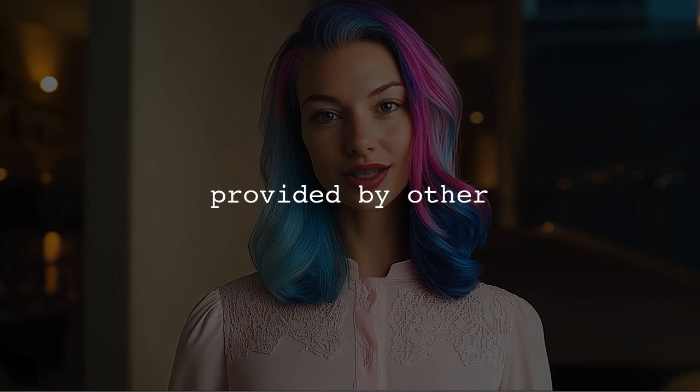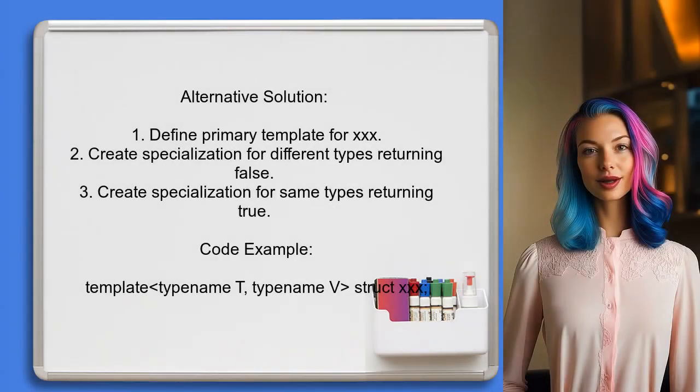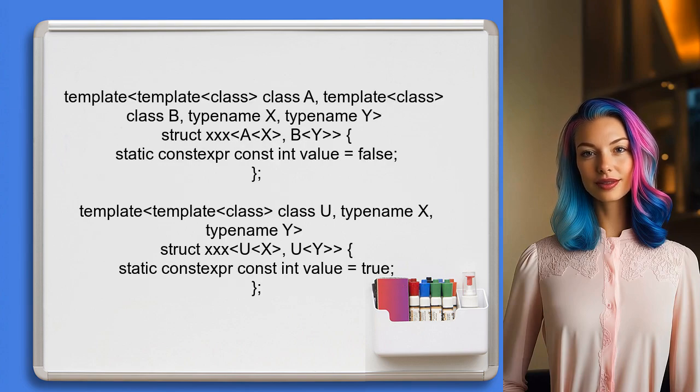Now let's look at the answers provided by other users. An alternative solution provided by a user involves using two specializations with template parameters to achieve the desired matching. They define a primary template for XXX and two specializations, one that returns false for different types and another that returns true for the same types.